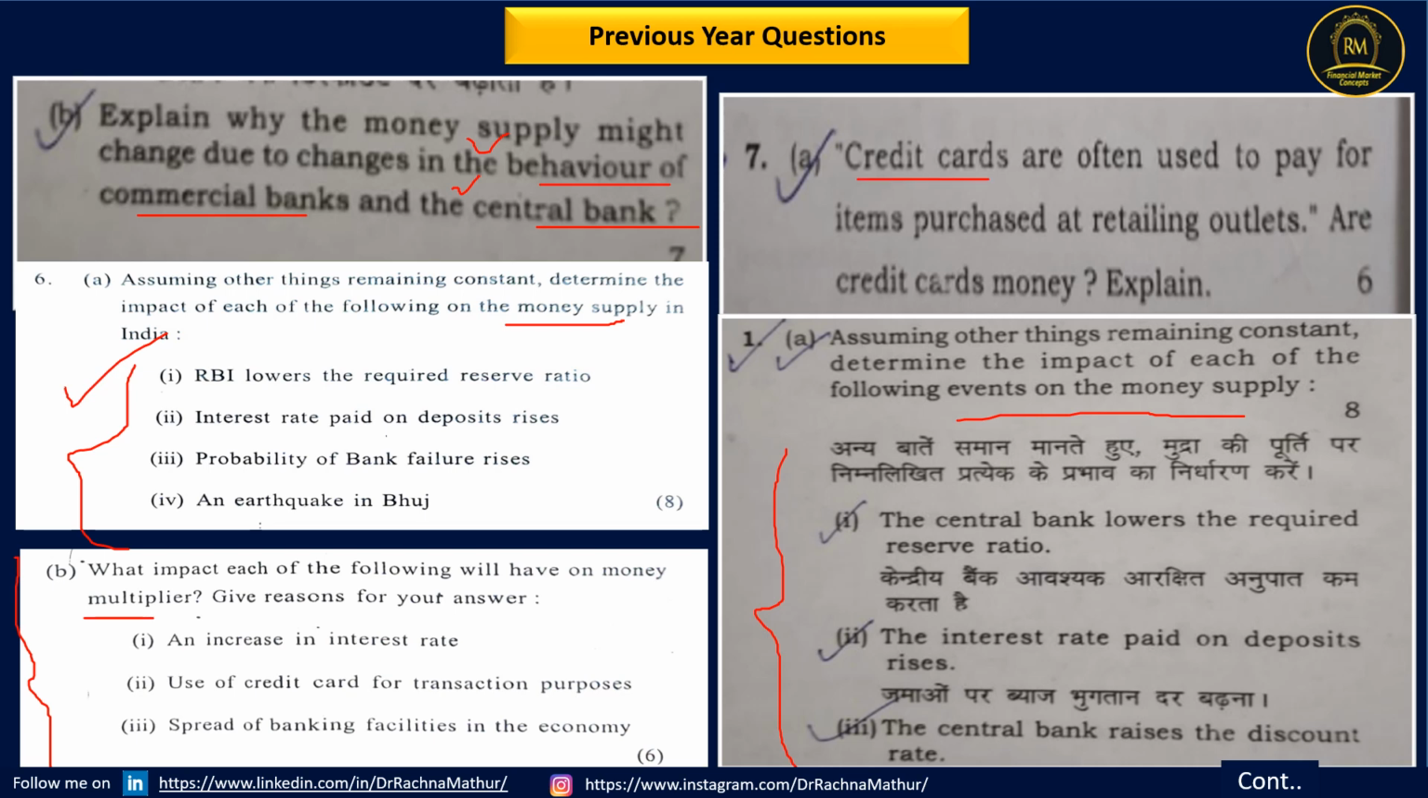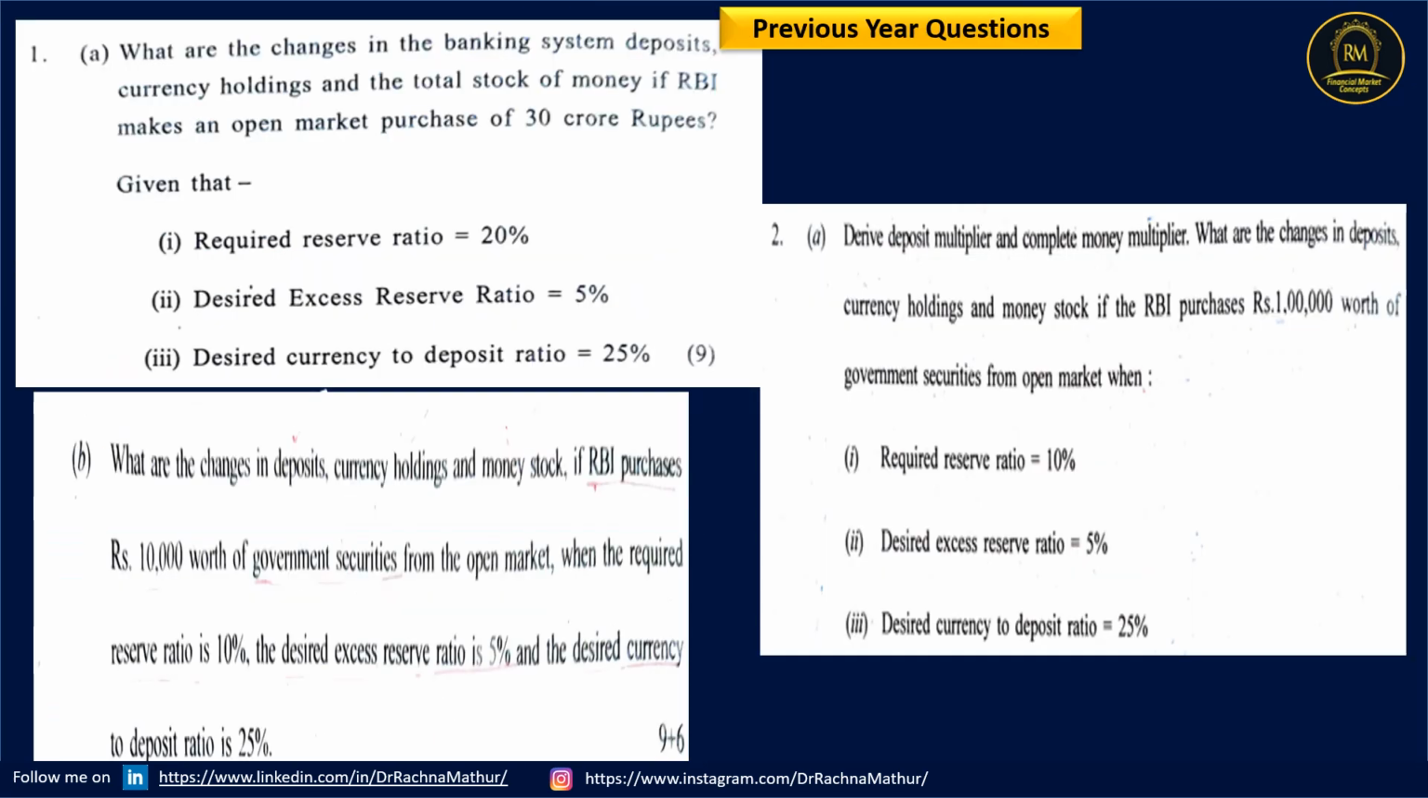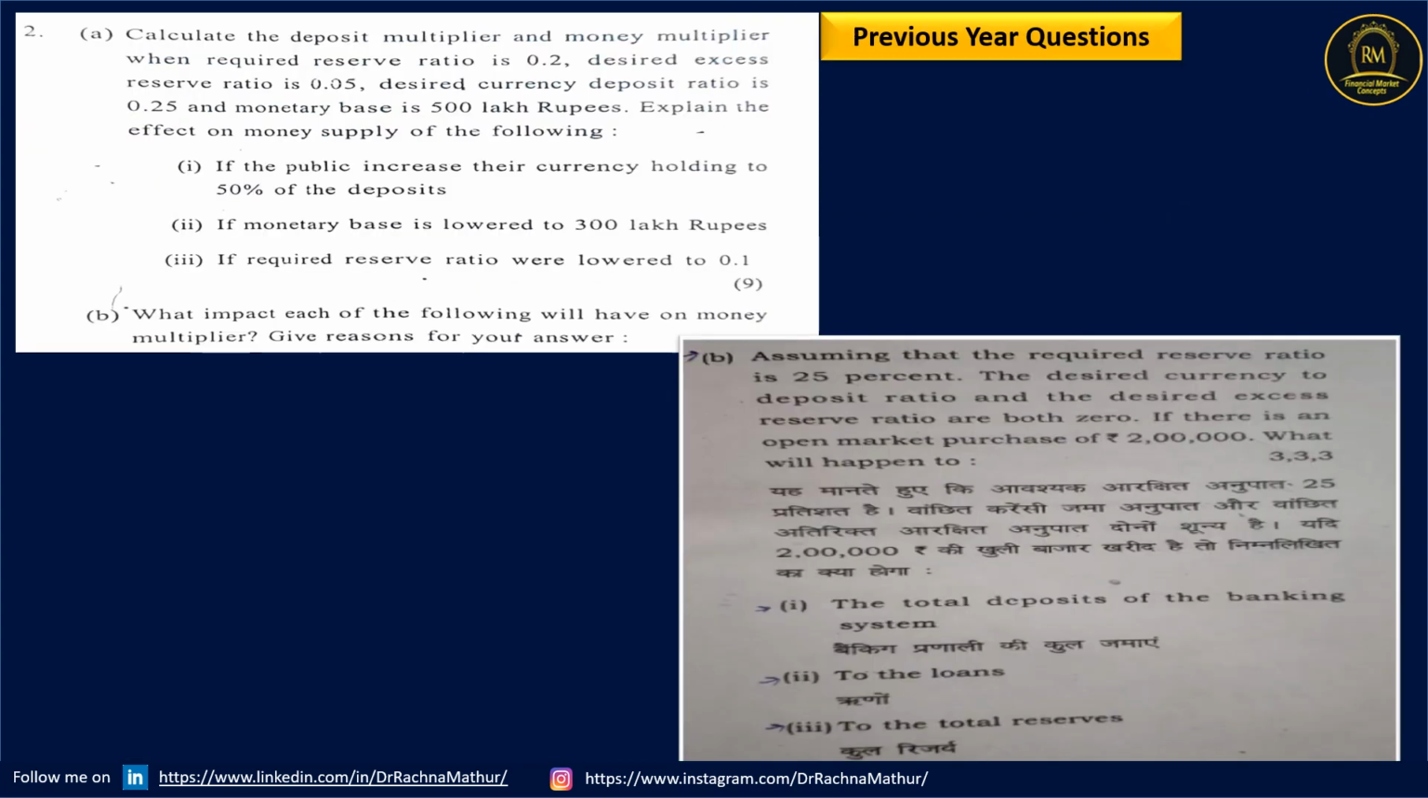Here, credit cards are offered to pay for items purchased at retail outlets. Are credit cards money? Explain. So these are the numerical questions which came on currency multiplier, deposit multiplier, and complete money multiplier. So practice these questions.